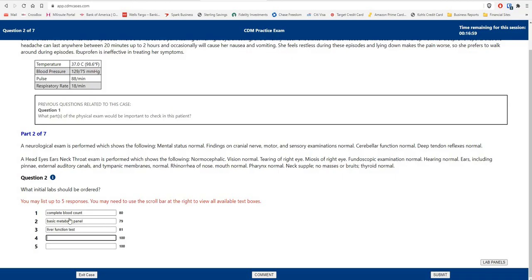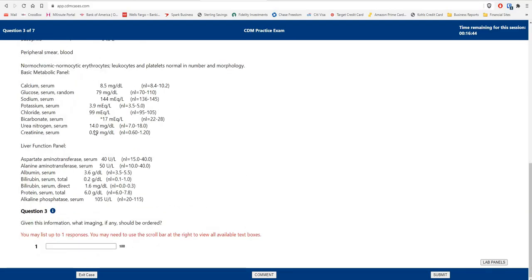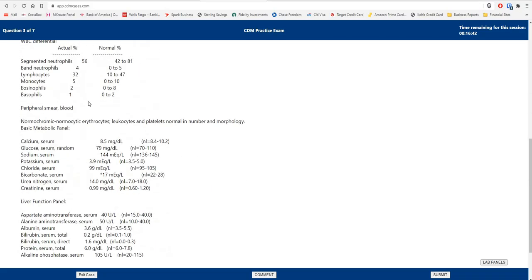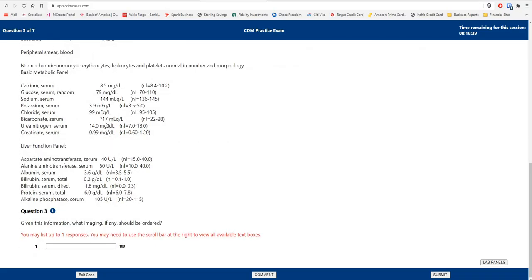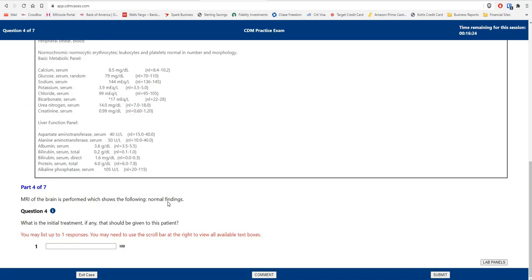And there's no CMP for some weird reason on the COMLEX. Okay, so you can't put complete metabolic panel. To them, that doesn't exist, so you got to separate it out. I don't know why, since everyone uses that, but there you go. All right, so let's go on to the next thing. So CBC is normal. We have low bicarb. That's probably just static. Liver function test looks fine. Okay, what imaging? So let's do an MRI of the brain. Okay. And MRI of the brain comes normal.